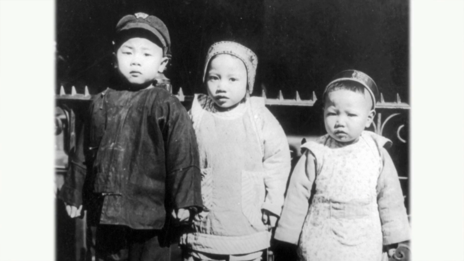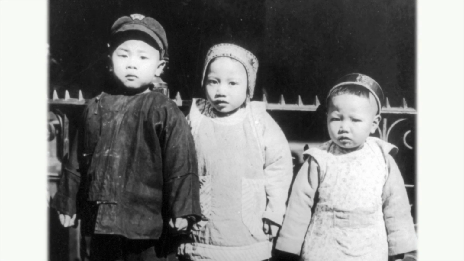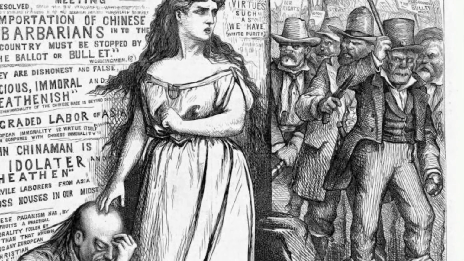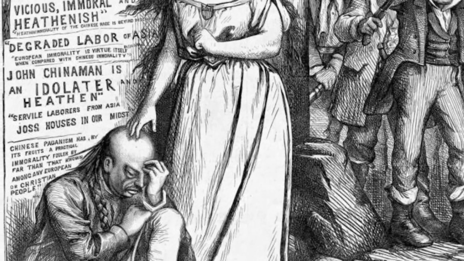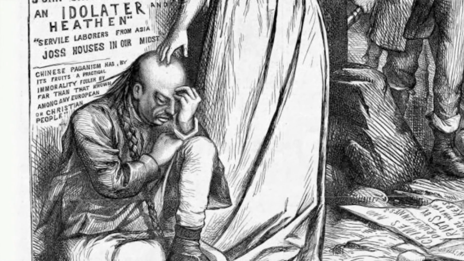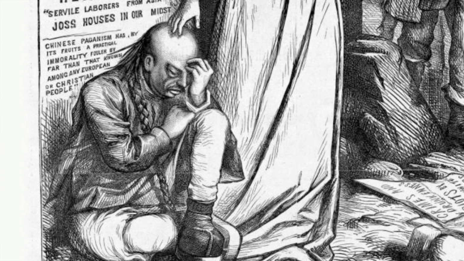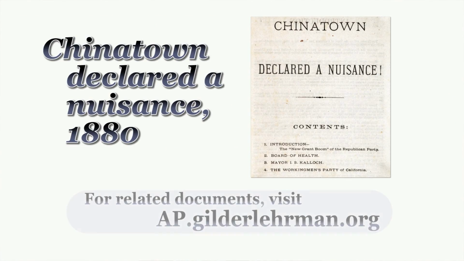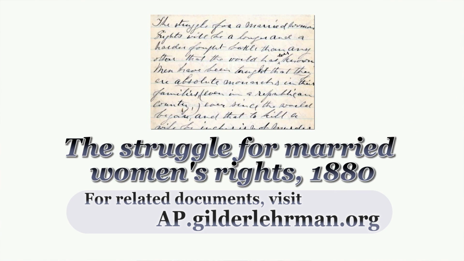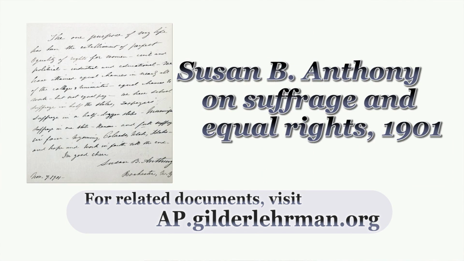This then brings us to the Chinese Exclusion Act of 1882. It placed massive restrictions on Chinese immigration. There was also a great deal of terror and intimidation imposed upon the Chinese during the life of this act. Check out the following documents to dig deeper into the issues. Chinatown declared a nuisance in 1880, the struggle for married women's rights in 1880, and Susan B. Anthony on suffrage and equal rights in 1901.